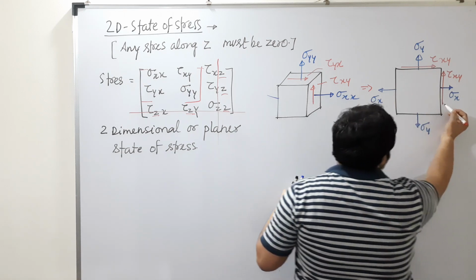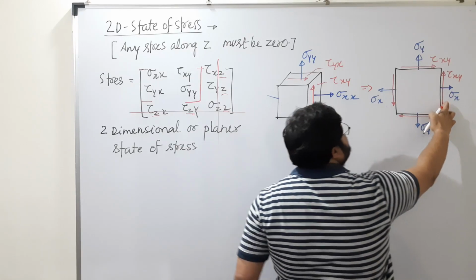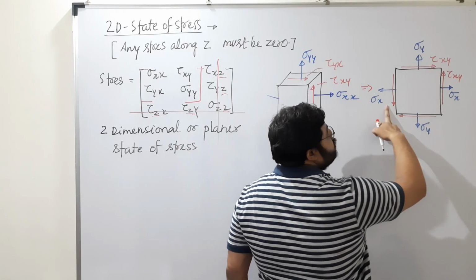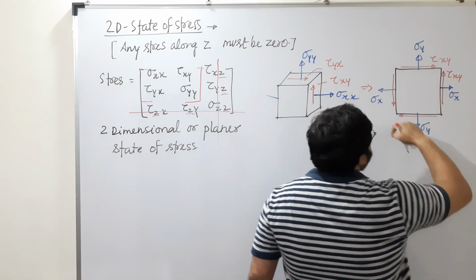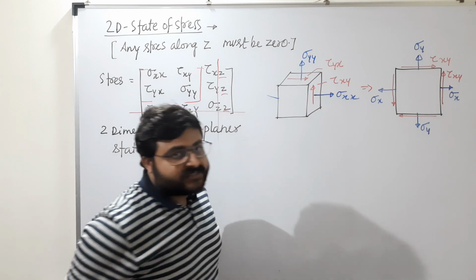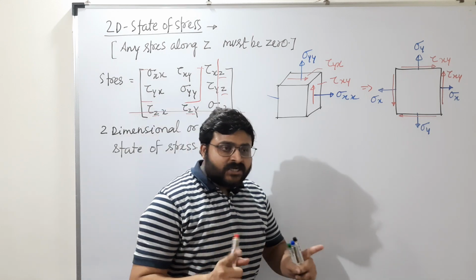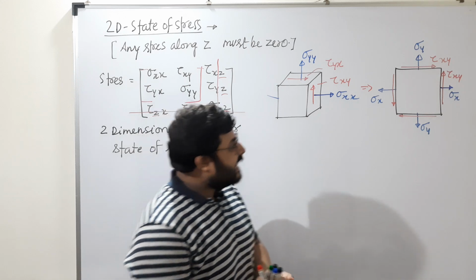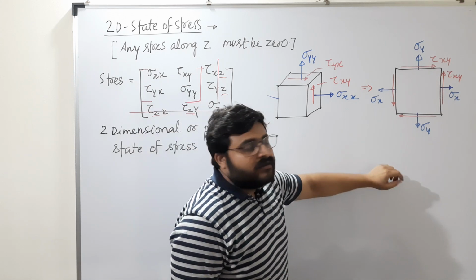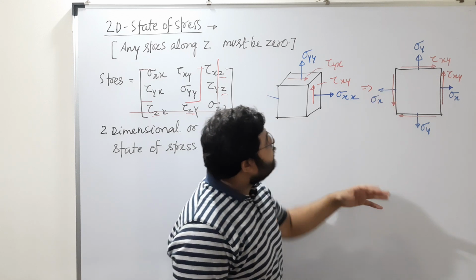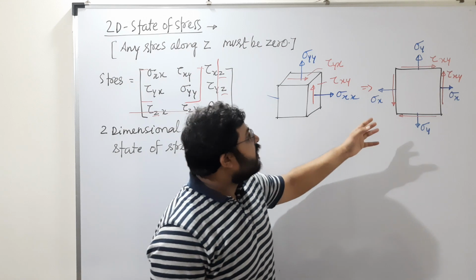But these shear stresses will always come in pairs. If shear stress is on this side, this side also you need to show. So like this will be your state of stress, right? Now our objective is to find out, if this member is subjected to this manner of stresses, how this member is going to fail.